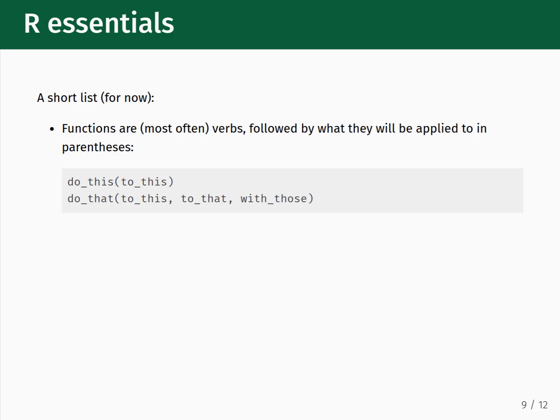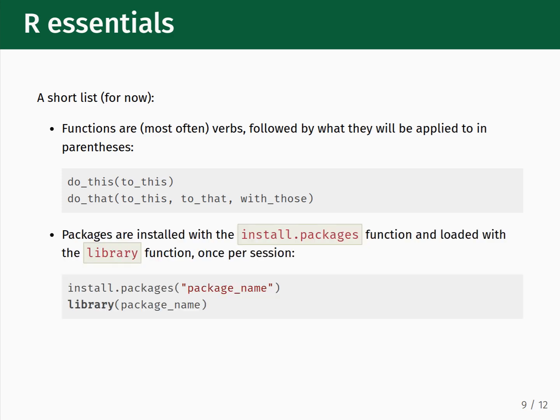A convenient feature of using R is being able to install packages with relative ease. We do this by using the install.packages function. So if we wanted to install the package of name package_name, we would type install.packages open parenthesis quotation mark package_name quotation mark close parenthesis. To use the package, you need to load it with the library function. Sticking with the package_name example, to load that package, you would run library open parenthesis package_name close parenthesis.